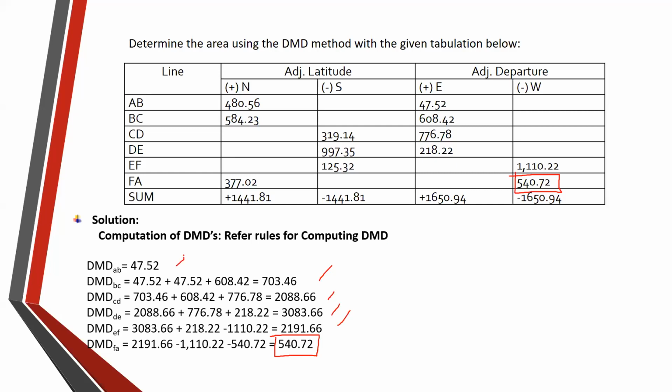So for the FA, what I do is, if I get a wrong FA, it means I made an error in line 5, and I need to do a rechecking. Okay.